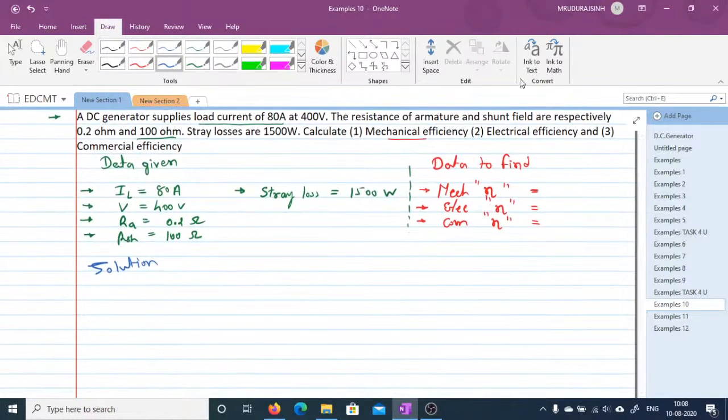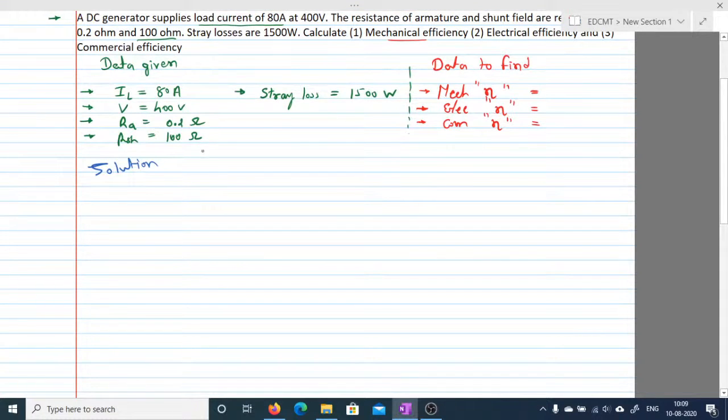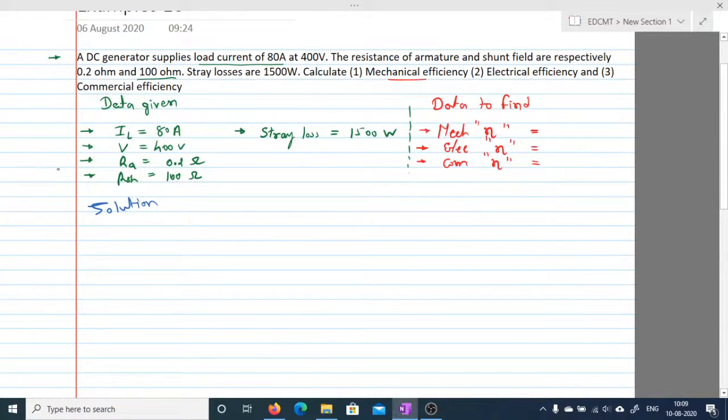So whatever data is given to us, see, basically what do we need to find? We need to find mechanical efficiency, electrical efficiency and commercial efficiency, right? So let me briefly draw a diagram, a power stage of DC generator. So what this power stage represents: stage 1, stage 2 and stage 3. Let's call it as A, B and C. See, this thing is important to understand.